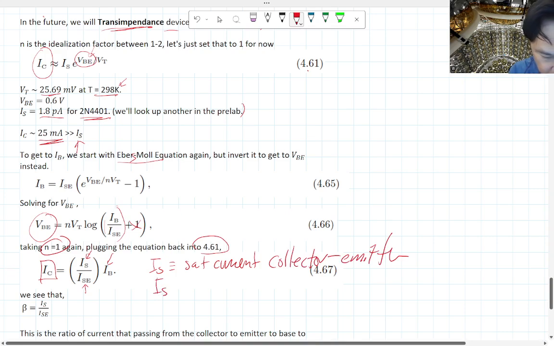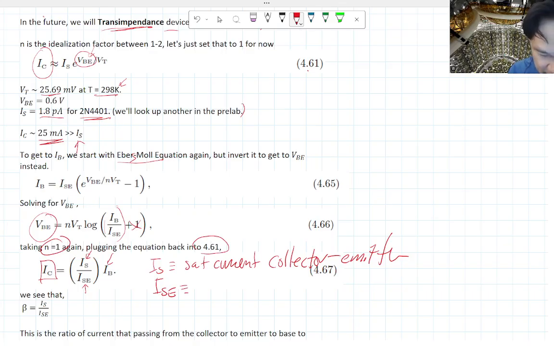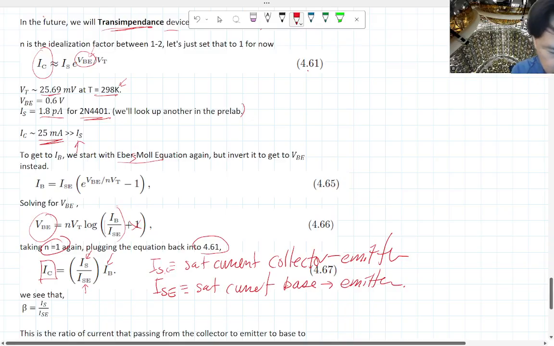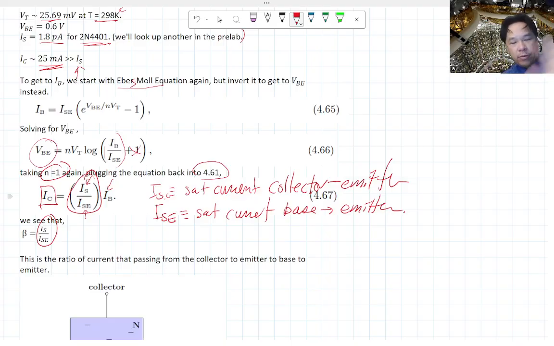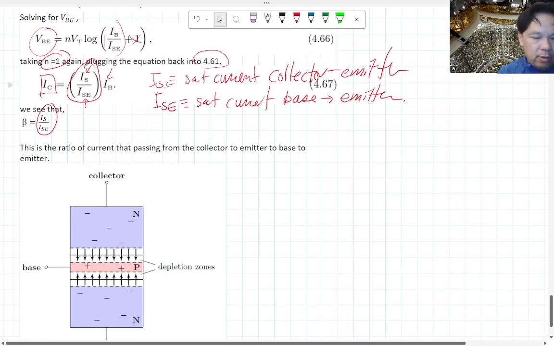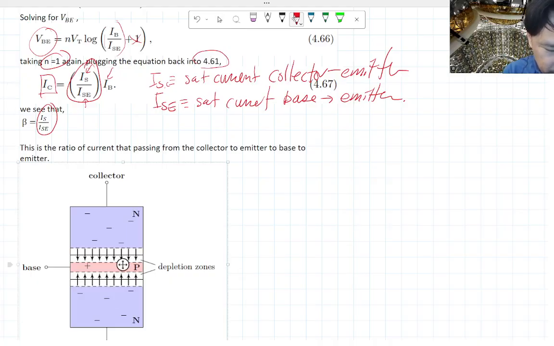And then ISE, it's so funny how they named it, I could have put a C here. It's the same thing, the saturation current from the base to the emitter instead. And this ratio between them is actually what beta is. So this gives us a microscopic view of what's going on here, and hopefully it physically makes sense without these equations.